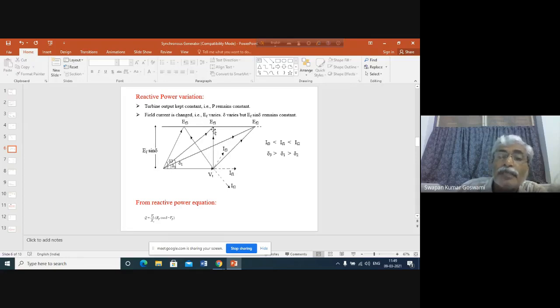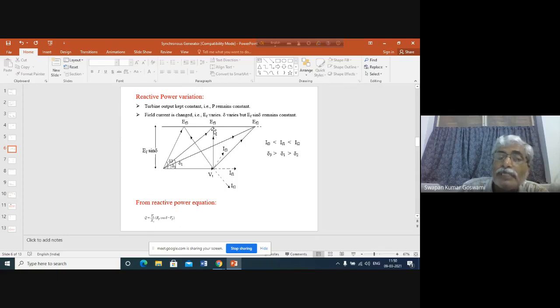Now if you increase the field current, keeping the value of EF2 sine delta2 the same as EF1 sine delta1, then what will happen? EF2 sine delta2 remains the same as EF1 sine delta1, but because of the increased current, the EF vector has increased. So if the EF vector is increased, EF cosine delta has increased, and you see that Q will be increasing.